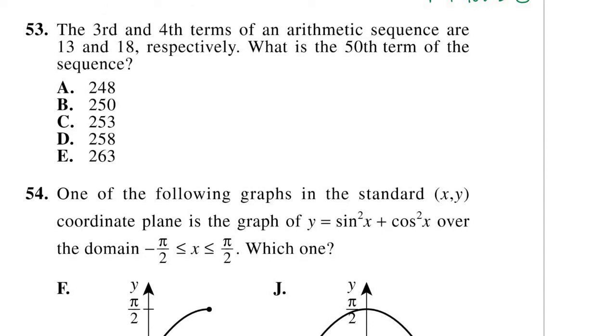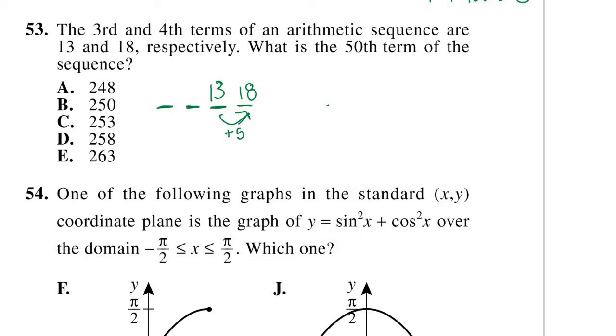53. The third and fourth terms of an arithmetic sequence are 13 and 18 respectively. What is the 50th term of the sequence? So we have 1, 2, 3, 4 terms. And we know the third term is 13, fourth term is 18. So from here to here, we know that we added 5. So to go backwards, we subtract 5.